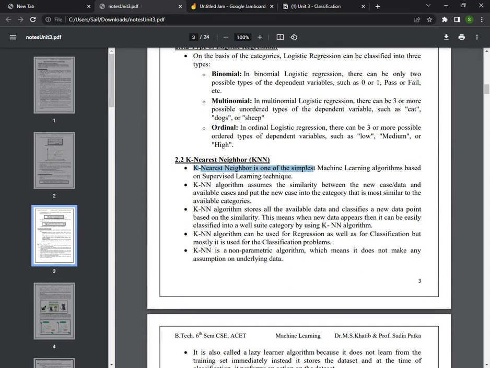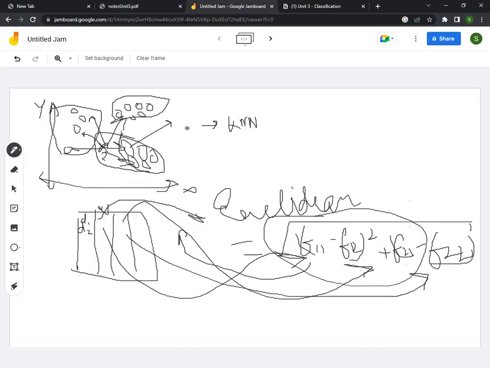K nearest neighbor is one of the simplest machine learning algorithms in supervised learning. The KNN algorithm assumes the similarity between the new case data point and available cases, and puts the new case into the category that is most similar to the available categories. We check the most similar by taking the distance between the data points, and the closest data point would be considered as similar to the test data point.